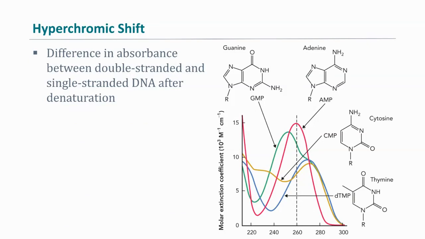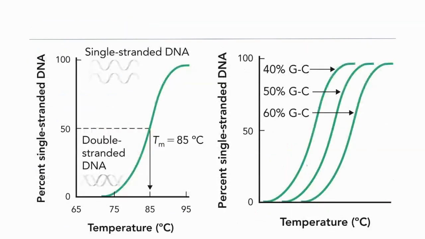And then you can see the different nucleotides. They have different hyperchromic shifts. So you see the AMP, GMP, this is CMP and TMP. And then, as I mentioned, if you increase the temperature, the single-stranded DNA increases in the population, all right?